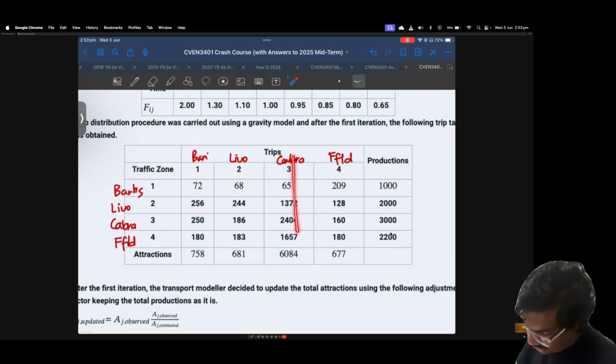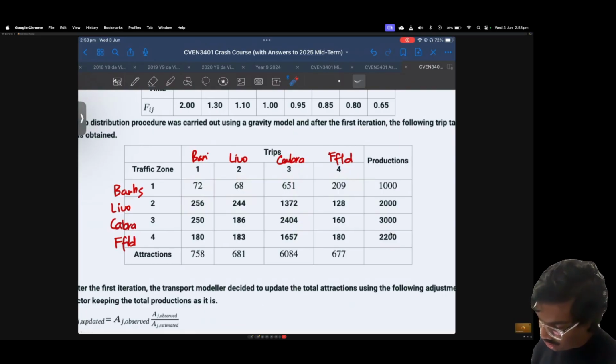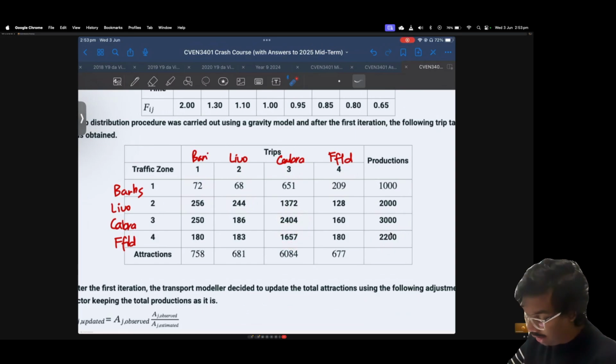If you read downwards, it's a different thing. Okay? So out of everyone in Cabramatta, 651 are coming from Bankstown. 1,372 are coming from Liverpool. 2,404 are coming from within Cabramatta. They're staying there, and 1,657 are coming from Fairfield.